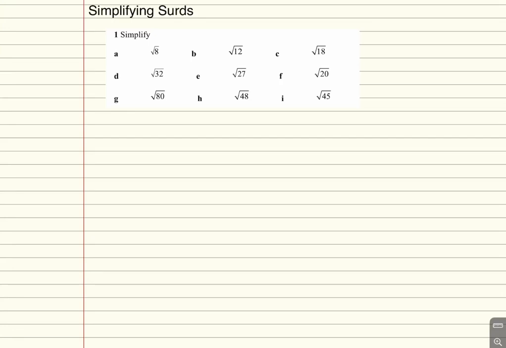Here we're going to simplify a surd. It's very similar to how you learn how to simplify fractions. For instance, if you were asked to simplify 4/8, we would have to work out what factor goes into 4 and what factor goes into 8. The factor that goes into 4 and 8 is 2. So you would divide the numerator and the denominator by 2, giving you 2/4.